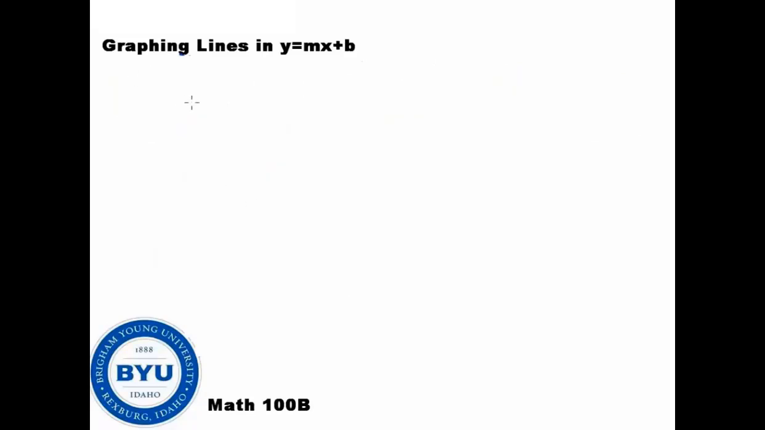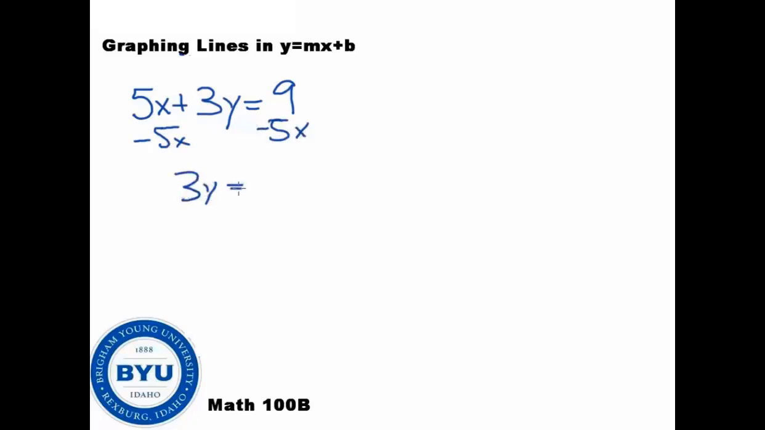The last type of problem we need to talk about are ones that aren't written in y equals mx plus b form. So, for example, 5x plus 3y equals 9. This problem's not written in y equals mx plus b form. So if we want to use that method, we would have to solve for y first. So that's what I'm going to do. I'm going to go ahead and subtract 5x from both sides. So I get 3y equals negative 5x plus 9. I then divide by 3. I get y equals negative 5/3 x plus 9 divided by 3 is 3.